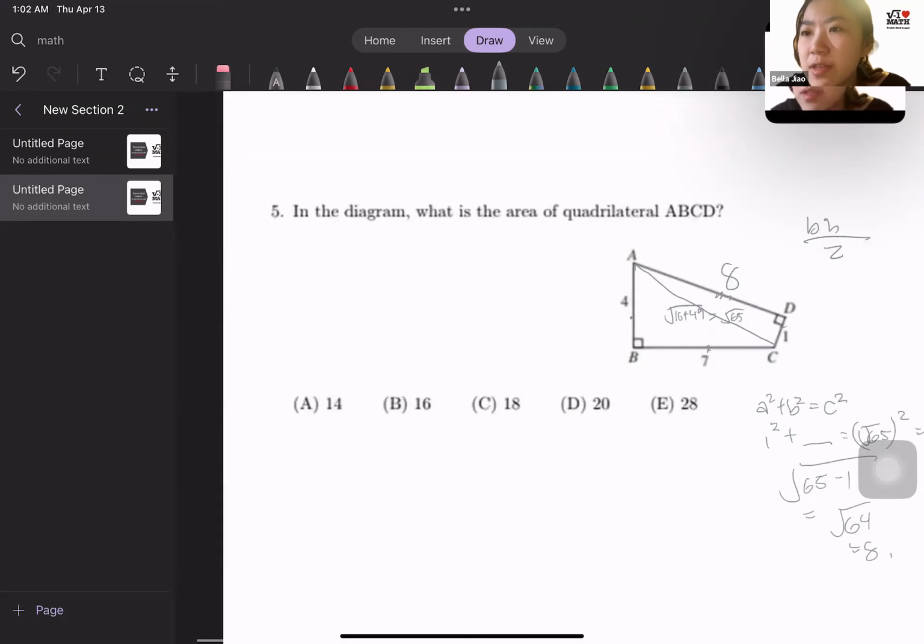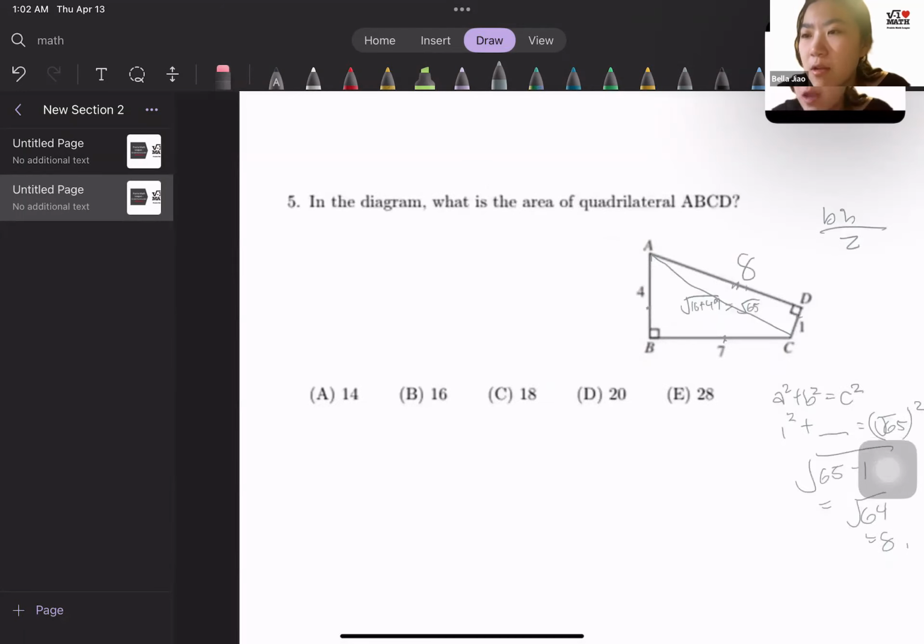So then you find the area by finding the areas of these two triangles and then adding them. So it's 4 times 7 divided by 2 plus 8 times 1 divided by 2, right? So that's just 14 plus 4, which is equal to 18.